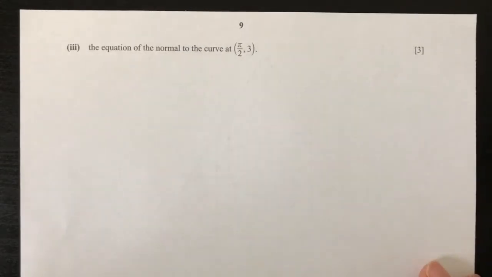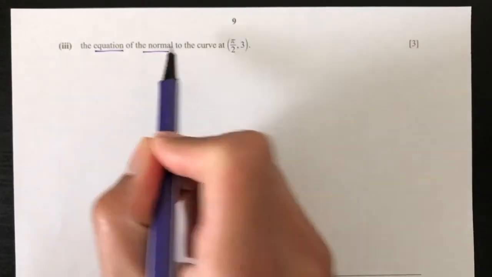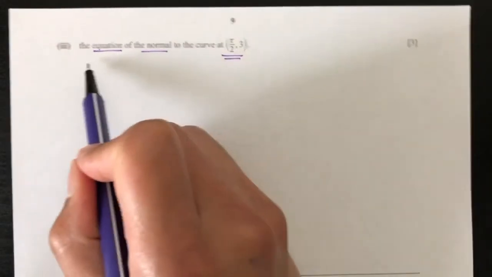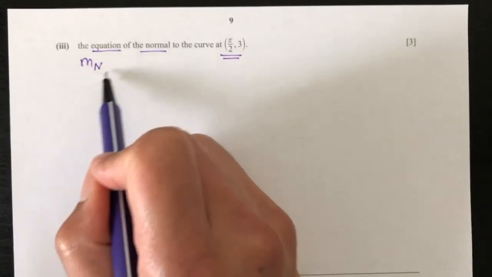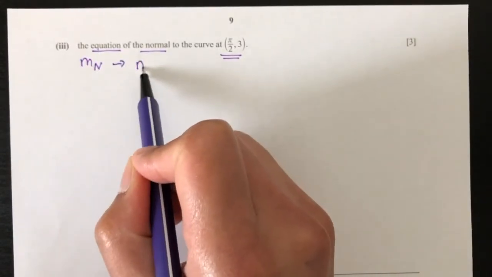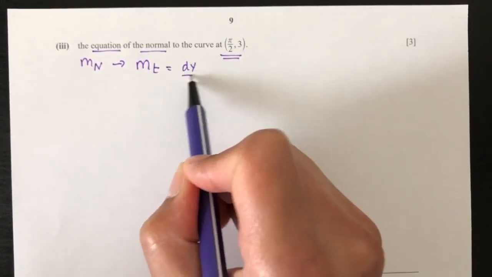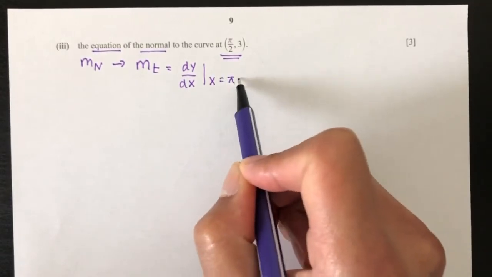Now let's move on to part 3. We have to find the equation of the normal to the curve at this point. To find the equation of a line, first you have to find the gradient of the normal. To find the gradient of the normal, you first have to find the gradient of the tangent. The tangent is just dy by dx at this point, at x equal to pi by 2.